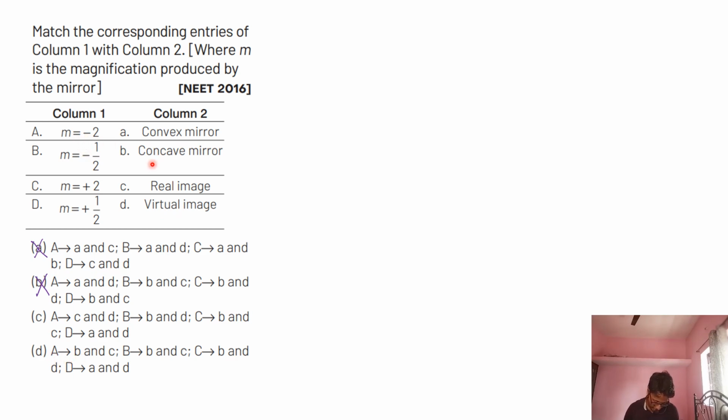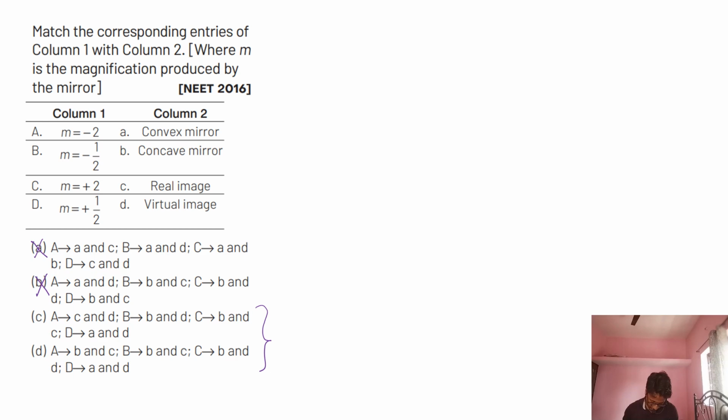Option A to B, it can be real. A concave mirror can have a real image. B to B, -1 by 2, it can be real. C to B, it can have a real image. And D plus 1 by 2 to A and D. So between these options I have to evaluate.